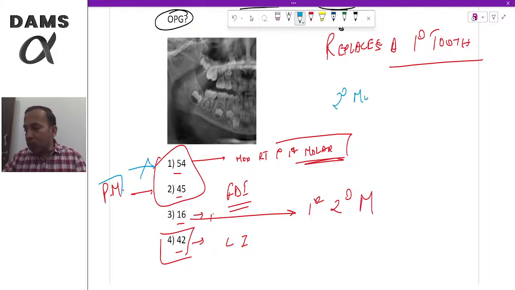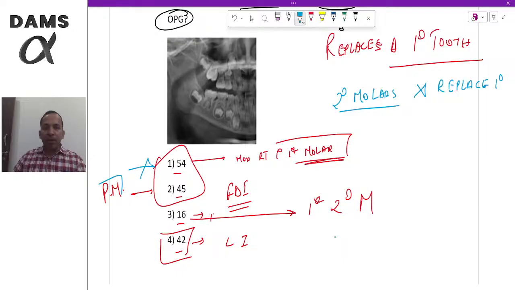So permanent molars do not replace any primary. So permanent molars are the only non-succedaneous teeth. So the correct answer here would be option 3, that is 1-6, isn't it?